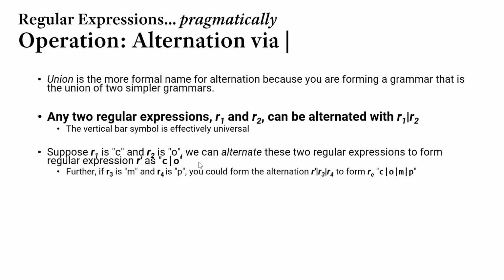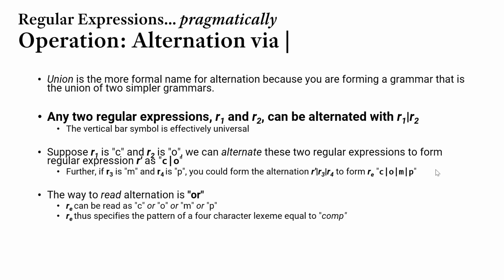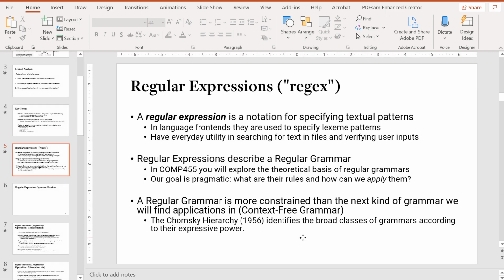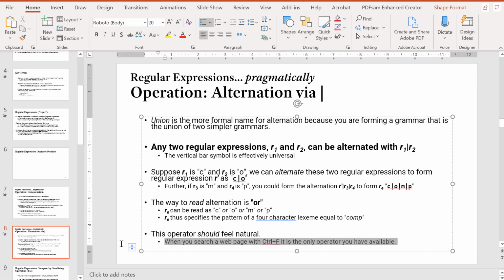Just like the previous example where R1 is the character C and R2 is the character O, we can form a compound regular expression, R prime, by saying R1 or R2, and that would give us C or O as our regular expression. We could similarly form an even more complex one with R3 being M and R4 being P. So R prime or R3 or R4 would result in a regular expression where it's C or O or M or P. The best way to read this is as "or," right? And this operator should not feel natural. I should actually fix that on the slide real quick. You're seeing some of this come together live. This one does not feel natural.